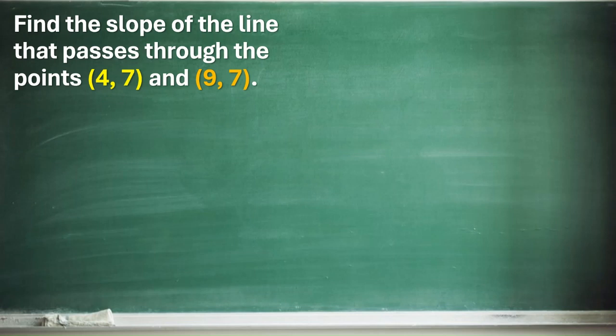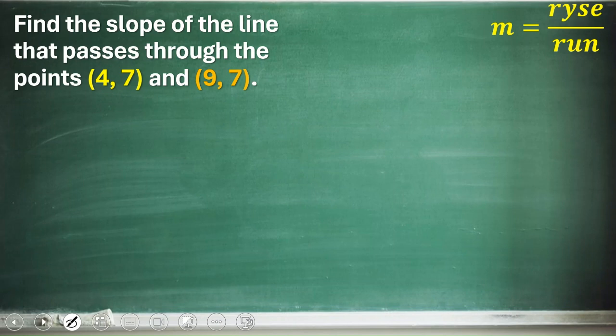It's your friendly math tutor, Miss C, here to find the slope of a line that passes through the points (4, 7) and (9, 7). As a reminder, a lot of times we talk about slope as a ratio of rise divided by run. That means we're looking at the change in y values divided by the change in x values. So let's take a look at these 2 points.